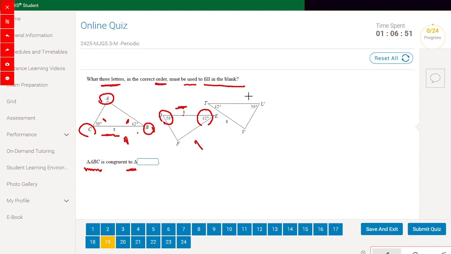Okay, what about TUV? Let's see. Now, angle C is 50, angle U is 50. Good. Angle B is 42, angle T is 42. Okay. Now, the side, we can say angle, side, angle. Here, there is no side between the angles. The side is 8, and here it's not there. So this is not congruent.